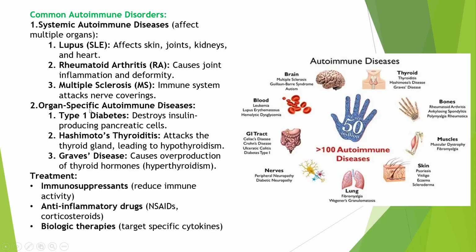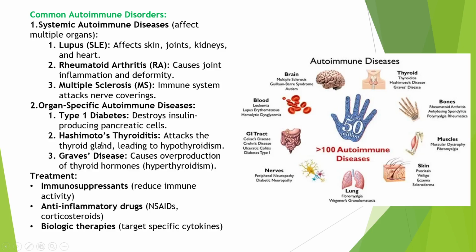Then organ specific autoimmune disease. The disease can also be limited and specific to a particular organ. One major example is type 1 diabetes. In this case it destroys the insulin producing pancreatic cells, which later leads to low levels of insulin, and then the body's capacity to take up and absorb sugar or glucose goes down, and sugar levels increase in the circulation and lead to diabetes.